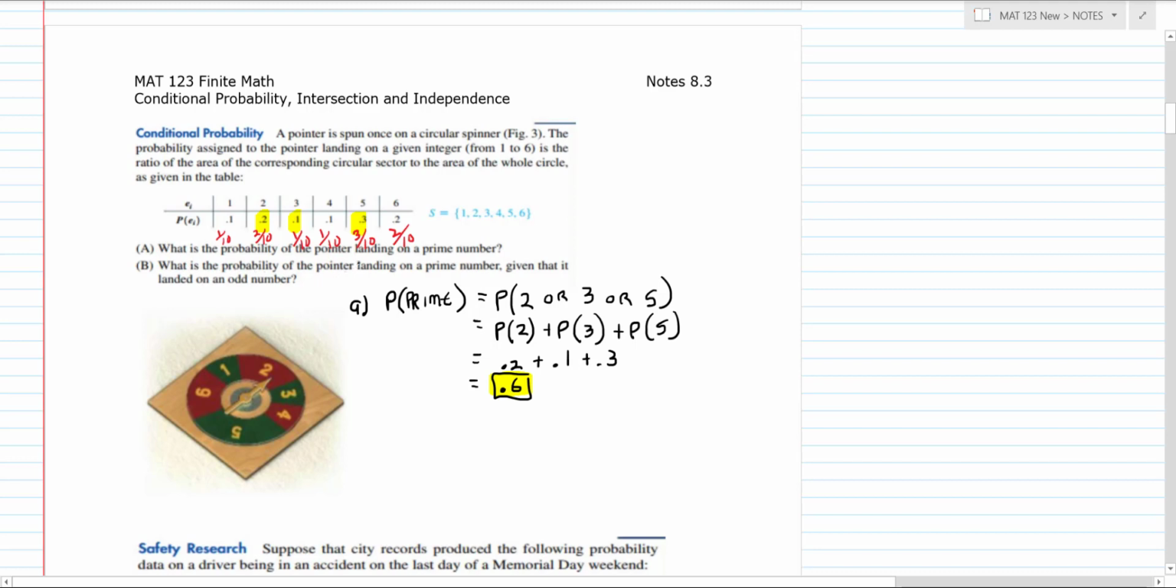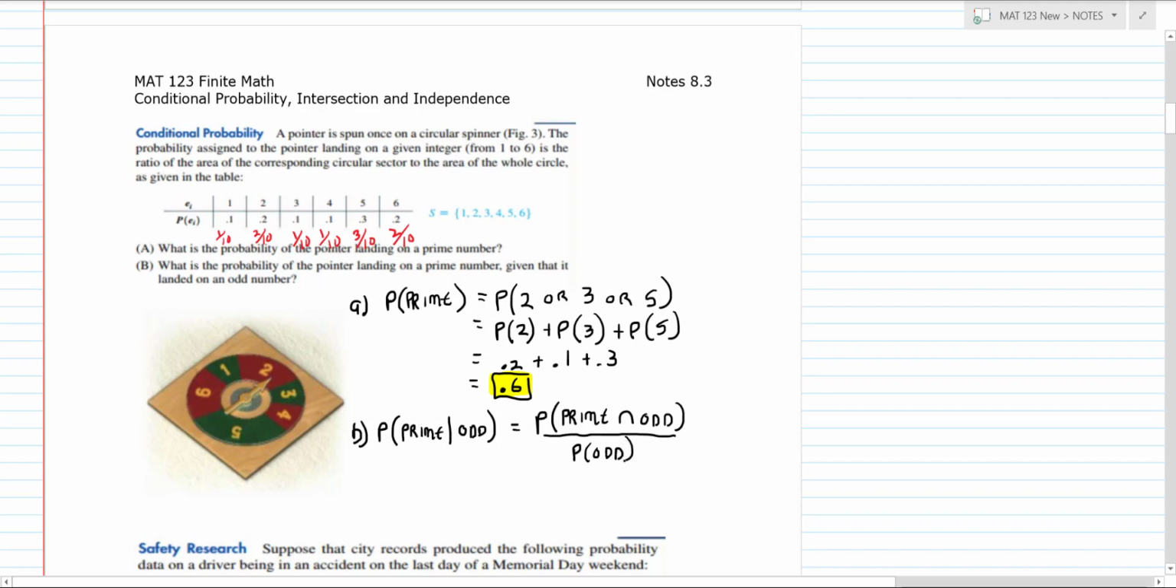Okay, so the next thing we're going to do is, now it's a given probability. It says, what is the probability of the pointer landing on a prime number given that it's an odd number? So we'll write this as probability of prime given that it's an odd number. You notate that with that bar like that. Well, what you have to do is apply this formula. I'll show you a couple of ways to figure this out. First, we're just going to use the formula. So we're going to do the probability that it's a prime intersect odd divided by the probability that it's odd. So that's what we have to work out on this problem.